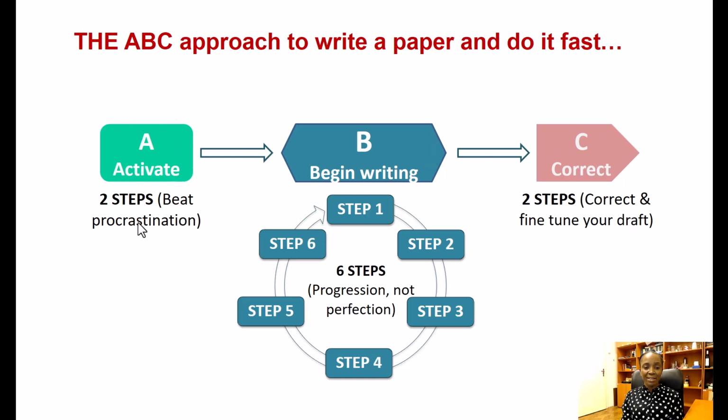So we have the ABC. The first is activate, then begin writing and correct. And these three phases consist of 10 steps in total. So we have 2 steps under the activate, 6 steps in the begin writing phase, and 2 steps in the correct phase.